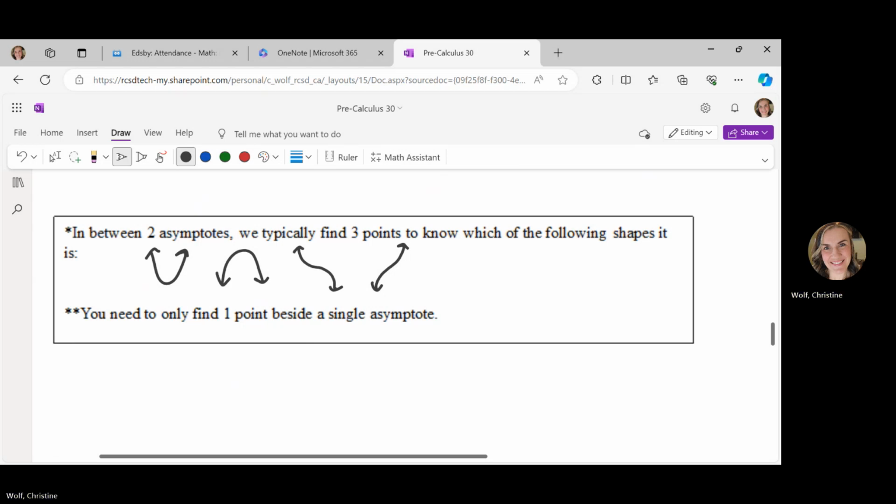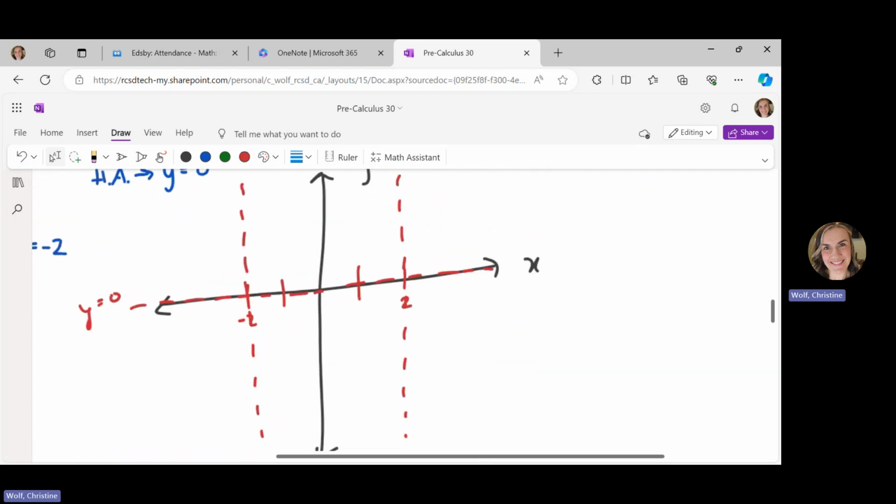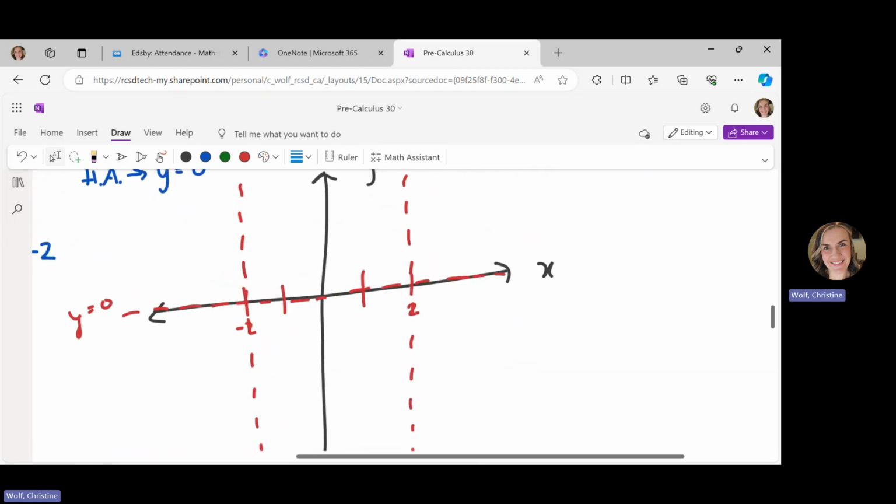Okay? Then for graphs like this, when you have multiple asymptotes, you only need to find 1 point on the outsides of the single asymptotes. Because there's so many asymptotes going around, I'll take it easy on you. You only have to find 1 point for the curve over here and 1 point for the curve over here, but 3 for the center.